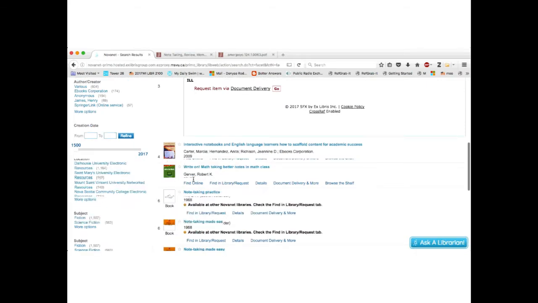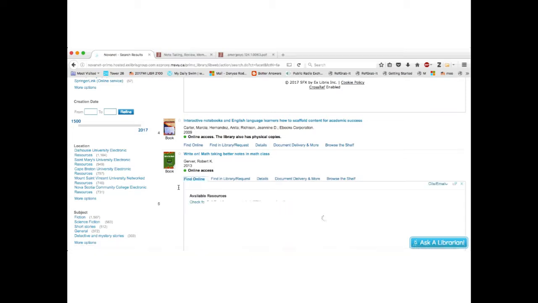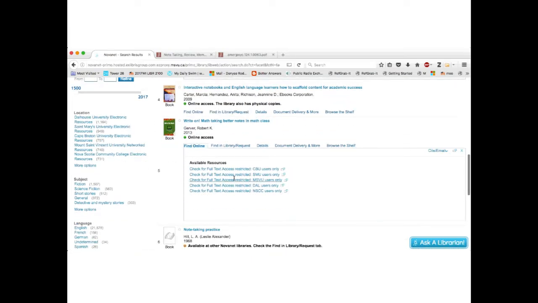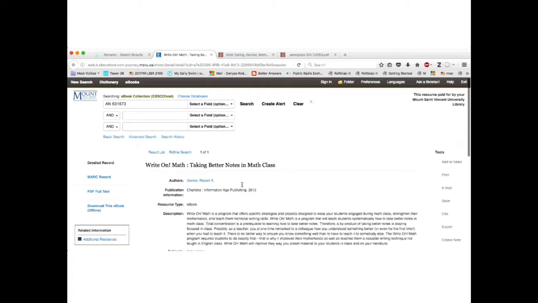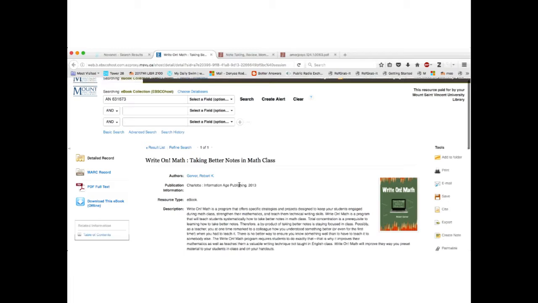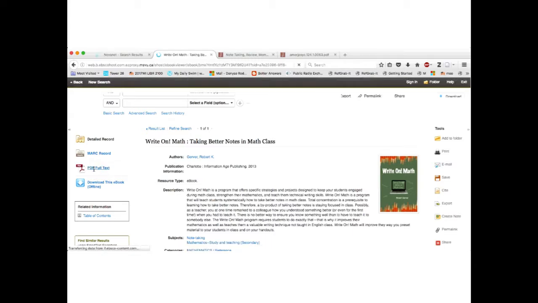With the online books, which are really good for our distant students, you can see that there's the Find Online. And then you want to click on MSV users, because again, we pay for these by subscription, so we only get the books that you'll see for MSV users, because we paid for those for you. And of course, you've paid for them through your course fees. Again, you've got the description there. To get to the full text, you just want to click on PDF full text.